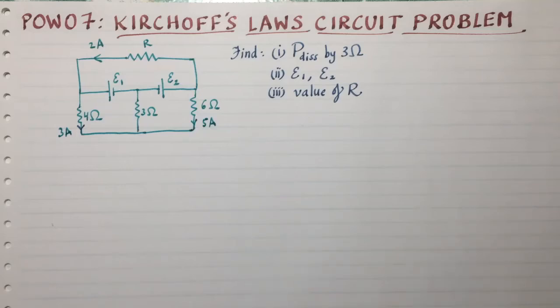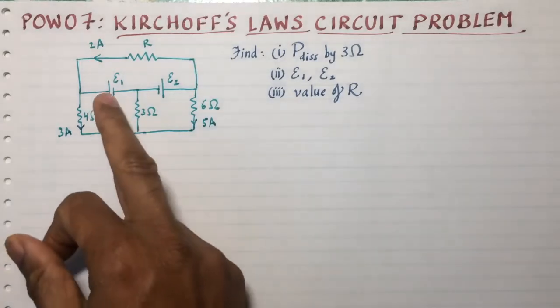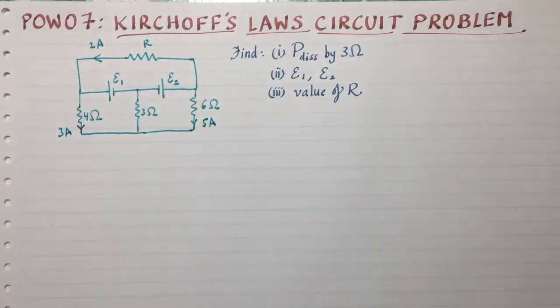Consider the following Kirchhoff's law circuit problem. We are given certain pieces of data. For example, we are given the current flowing on the top branch and the two side branches. And we are asked to find the power dissipated by the 3 ohm resistor in the middle. We are also asked to deduce the voltage of these two batteries and the value of the mystery resistance R.